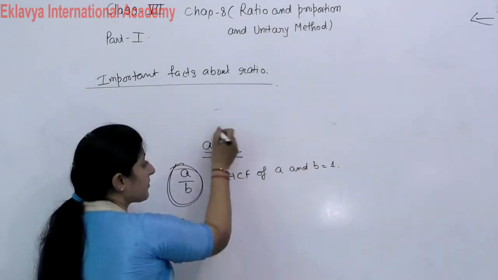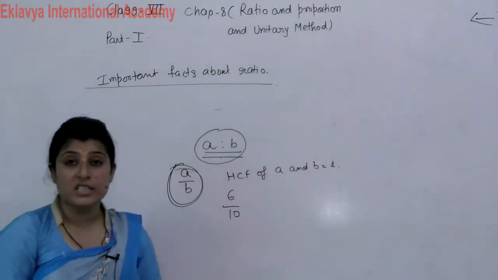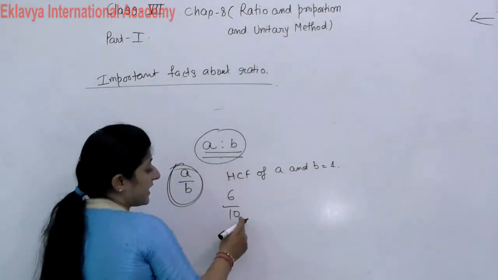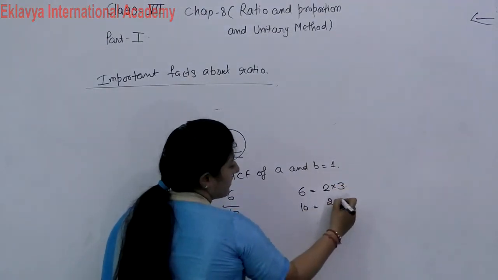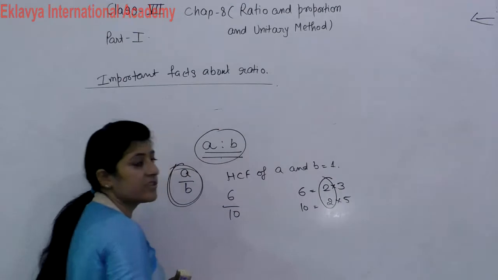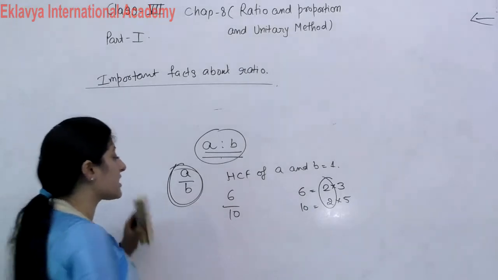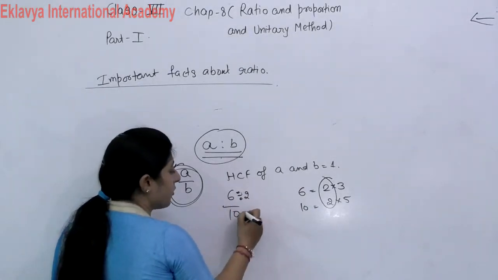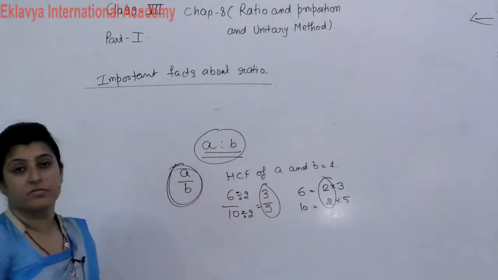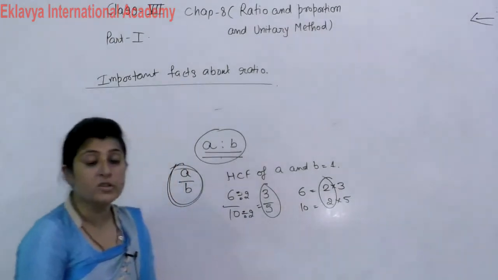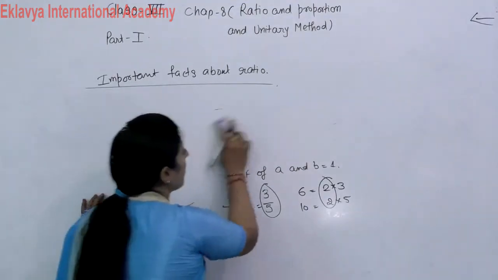So see here, suppose I write down 6 by 10. Is it in lowest term? Check it. What will be the HCF of 6 by 10? 2 3s are 6, 2 5s are 10. If you take, then the HCF is 2. It means it is not in lowest term. We want to change it into the lowest term, then divide by the HCF of both. Then this becomes 3 by 5. Now the HCF of 3 and 5 is equal to 1. So we can say 3 by 5 is in lowest term.